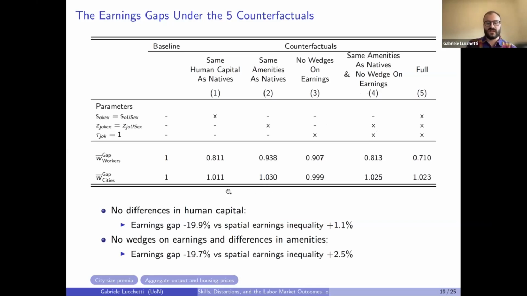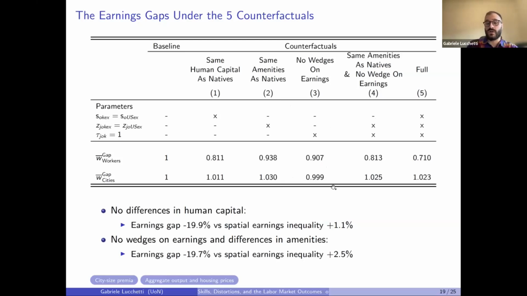With this table, what I want to communicate to you first is that column 1 shows that when there are no differences in human capital, the earnings gap between immigrants and natives is going to decrease by about 20%. But at the same time, spatial earnings inequality, defined as the wage gap between big and small cities, is going to increase by 1.1%. Whereas when I remove differences in tastes relative to natives, the earnings gap between immigrants and natives is going to decrease by about 6.2%, and at the same time there will be a large increase in spatial inequality of about 3%. When I remove wedges on earnings, so no labor market distortions for immigrants, the wage gap between immigrants and natives is going to decrease by about 10%.